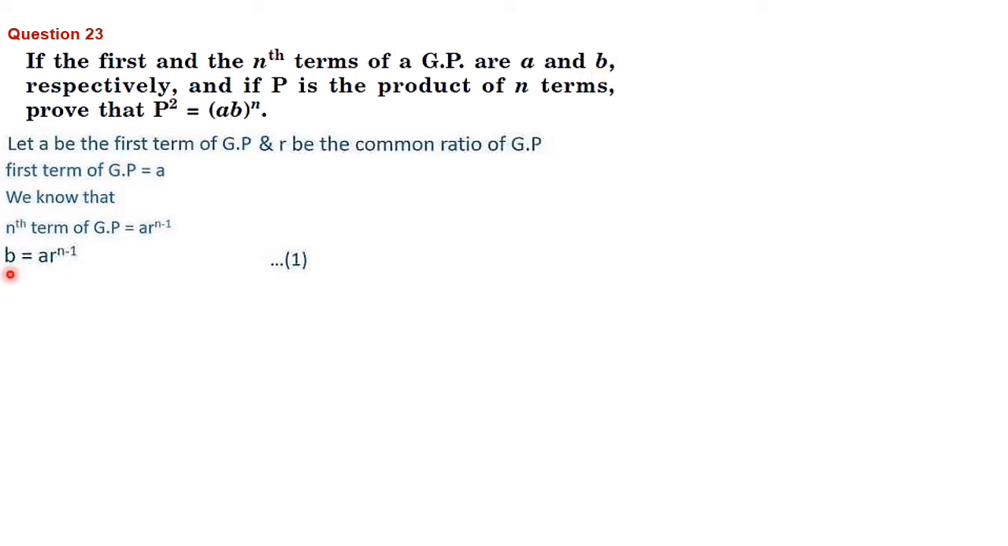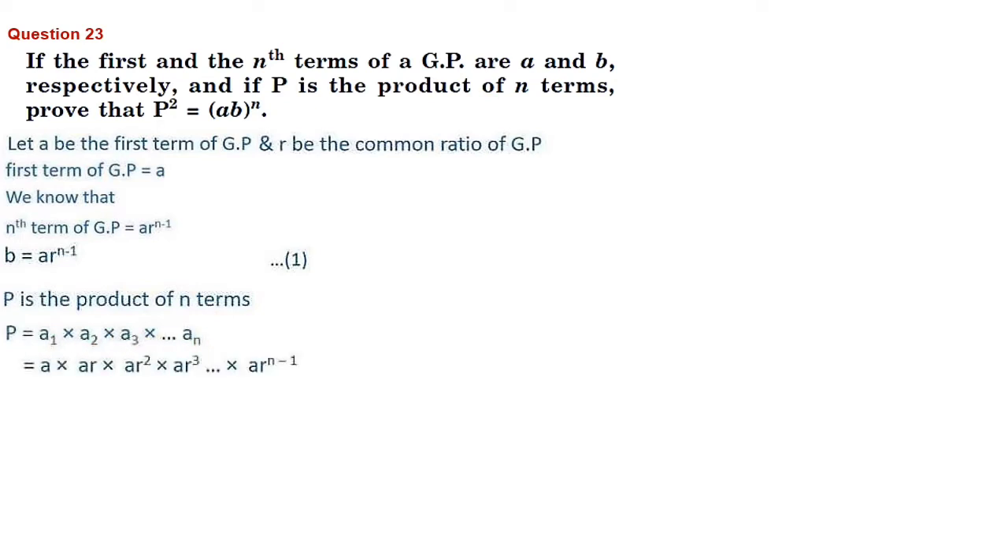That means B is equal to AR power n minus 1. Label it as equation number 1. P is the product of n terms is given to us. P is the product of n terms means A1, A2, A3 etc. up to AN. When we put the terms here, A1 means first term A, second term A2 is AR, third term is AR square, fourth term is AR cube, etc. Nth term we know is AR power n minus 1.